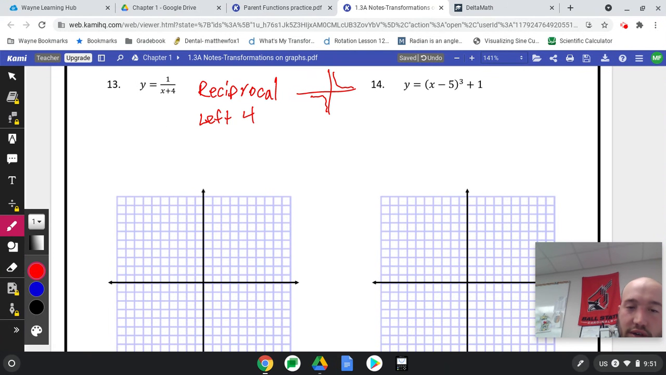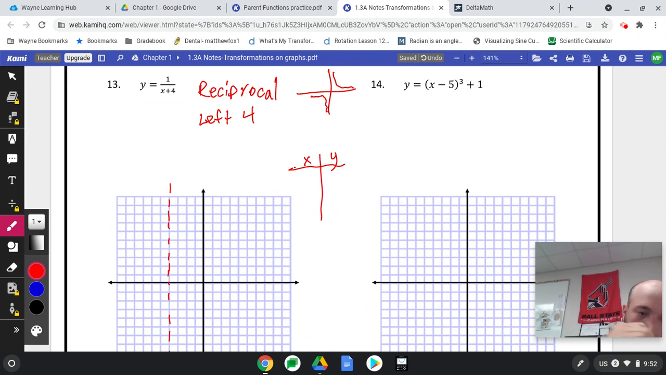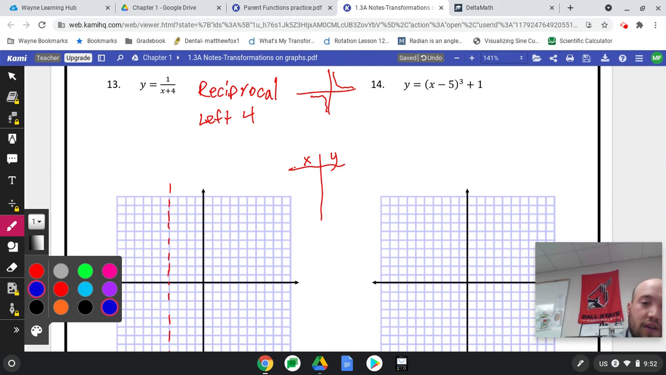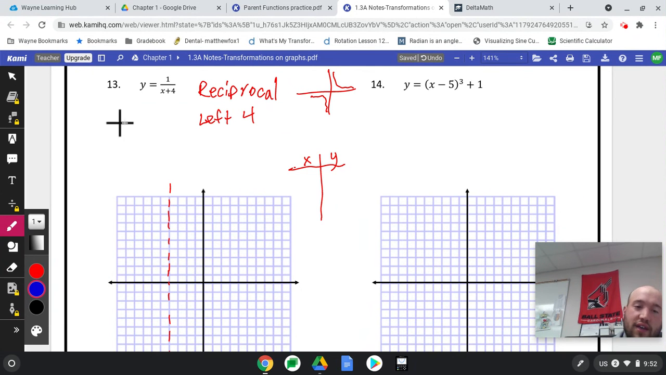So if you're not sure how you could get that, if you forgot, just think about what value could I not have in there. So x could not be -4 because -4 plus 4 becomes 0. I can't have that. So at -4 here, 1, 2, 3, 4, this line is where it cannot exist. Okay, so now, I want to think of that as my new 0. So I want to make it nice for myself.